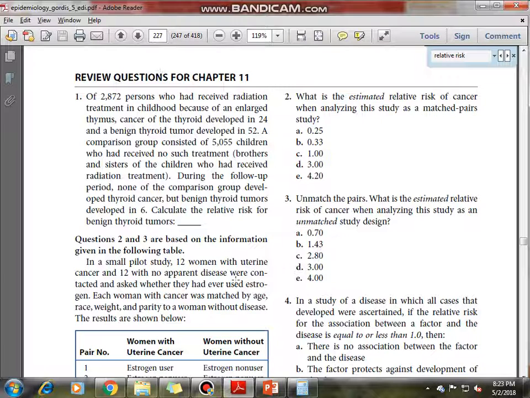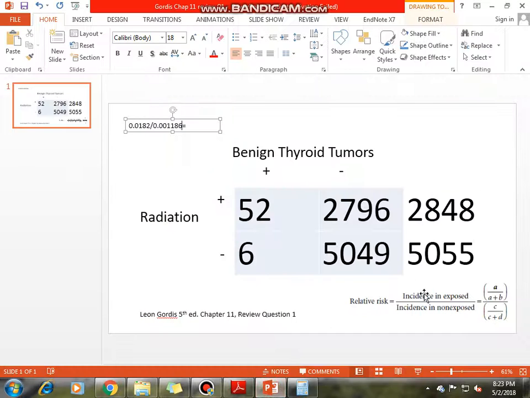Now in order to calculate relative risk, you need to recall what relative risk is. It is the incidence in exposed divided by the incidence in non-exposed. So the number of new cases among exposed divided by the number of new cases among non-exposed. Exposure over here is radiation.